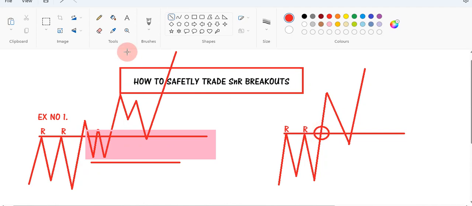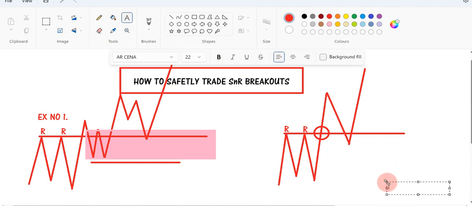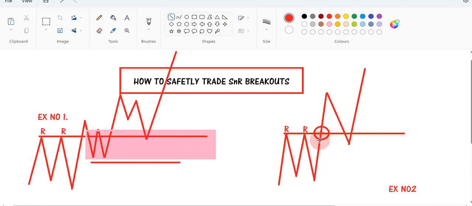On this side here, on example number 2, what we have is a straight breakout with high momentum. As you can see, it's not as minor as example number 1. So here it's just a high momentum move that broke those resistance levels.